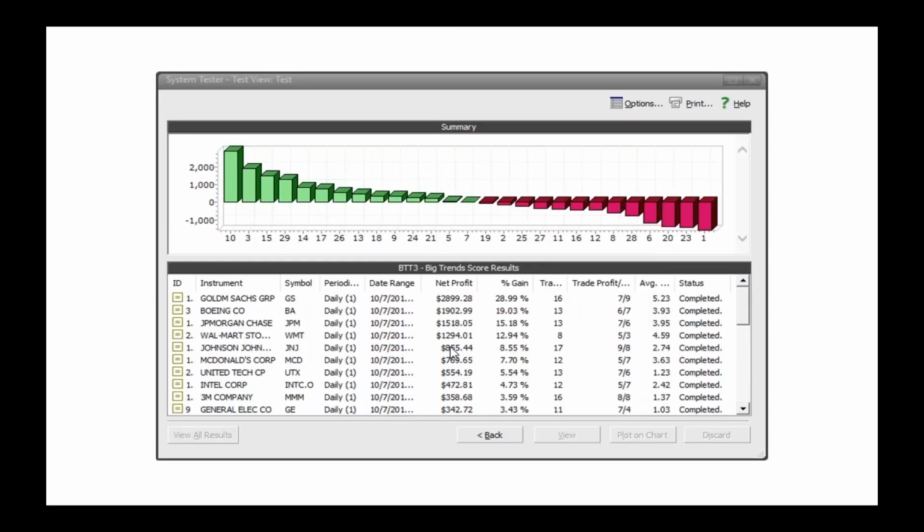I have a couple of extra slides in here that are just misordered. It's been a busy day. Here's a bit of a test that I ran against, I believe it was the Dow 30, if I'm not mistaken. But you can see Goldman Sachs worked really well against the BigTrend Score. Gave us a good result over about a year of data. You can test back to 1980 if you want.